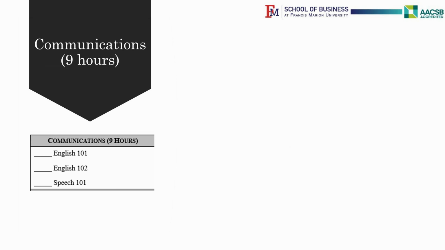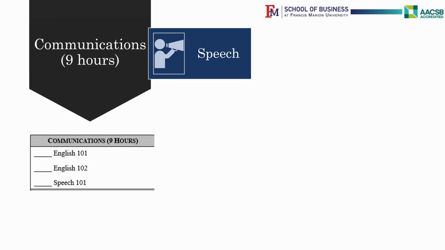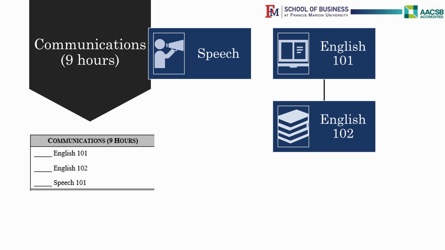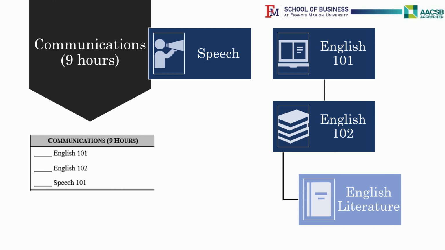Let's get started talking about the 9 hours required for communications. This contains Speech 101, English 101, then after taking English 101, you can take English 102. It is important to note that this sequence of English 101, then English 102 is mandatory before you can take English literature, which is also a humanities requirement.